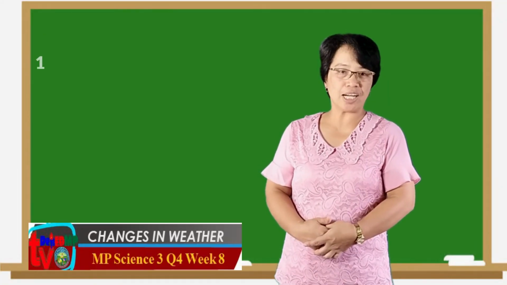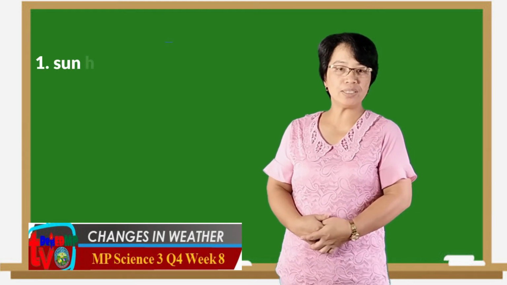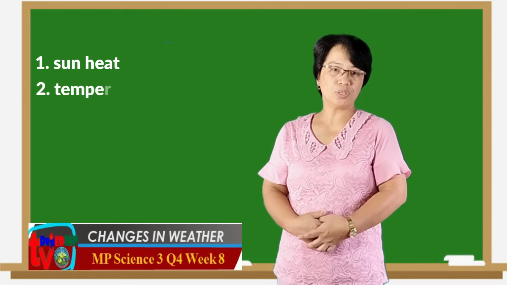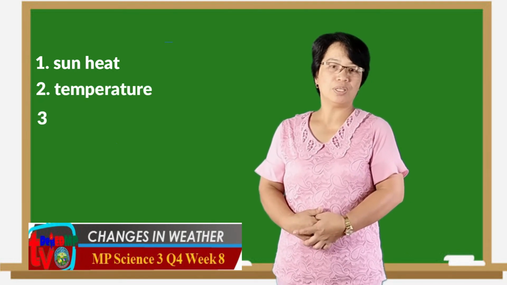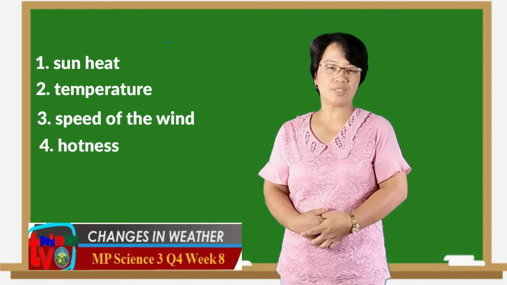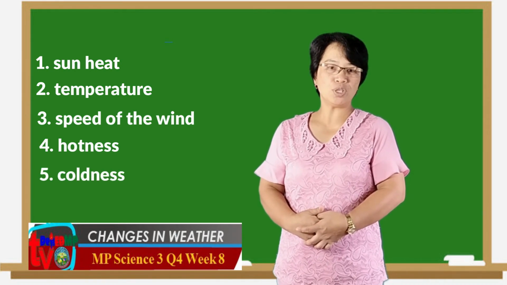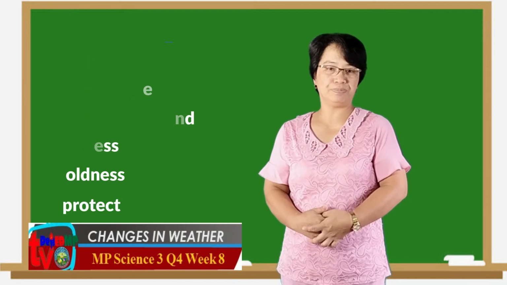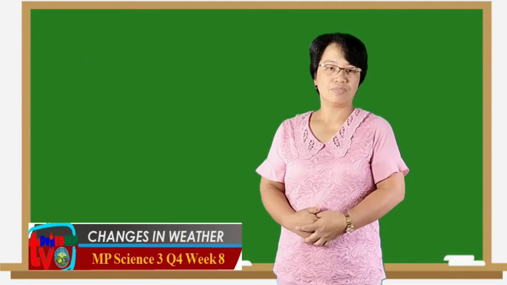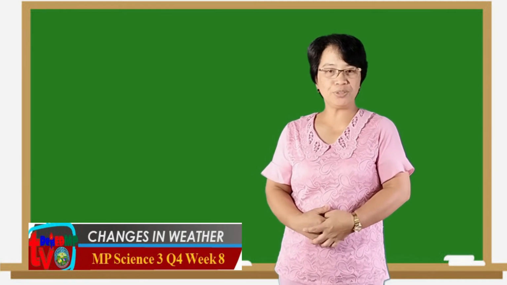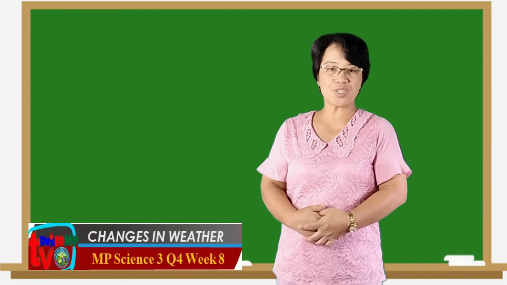The answers are number 1, sun heat. Number 2, temperature. Number 3, speed of the wind. Number 4, hotness. 5, coldness. And number 6, protect. What is your score? Good! We go to the next.